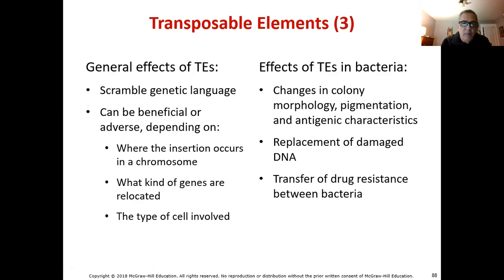Transposable elements can scramble the genetic code. They can be beneficial or adverse, depending on where they insert into the chromosome, what kind of genes are relocated, and the type of cell involved. These transposable elements can change colony morphology, in other words, the shape. They can change the pigmentation and antigenic characteristics of the bacteria. They can also replace damaged DNA and transfer drug resistance between bacteria.